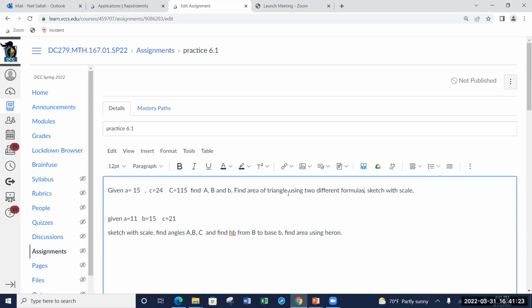It's like what we did. We have half base times height and we have half side times side times sine of the angle between. Sketch with a scale.